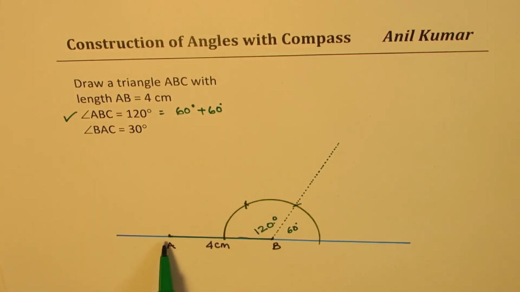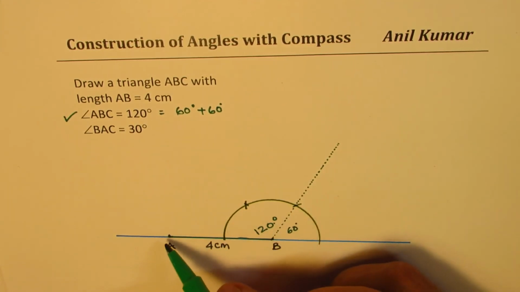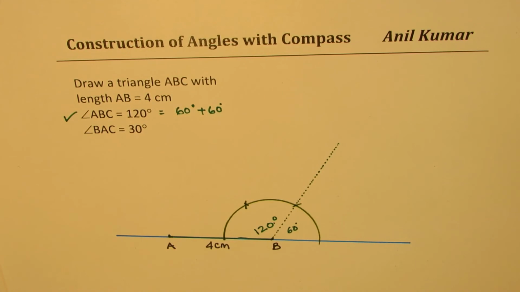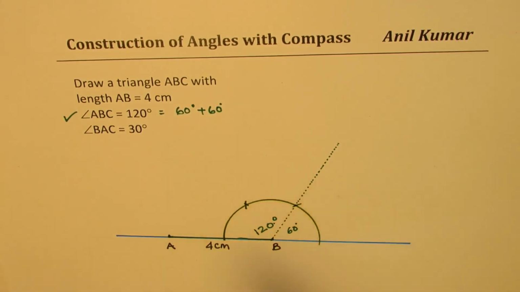Now at A, I need 30 degrees. How do I do that? Well, one method is I could bisect this, so I get 30, and copy that angle. Or I could again create a 60 degrees and then bisect it. So either way, we could work. So what do you prefer? Well, also learn how to bisect and then copy it. So we'll go with this approach.